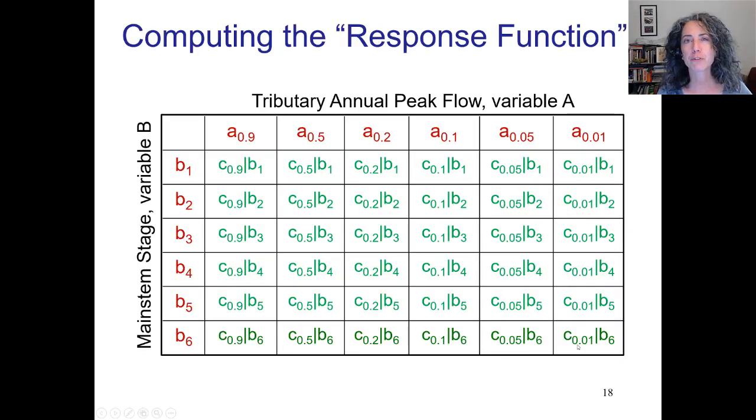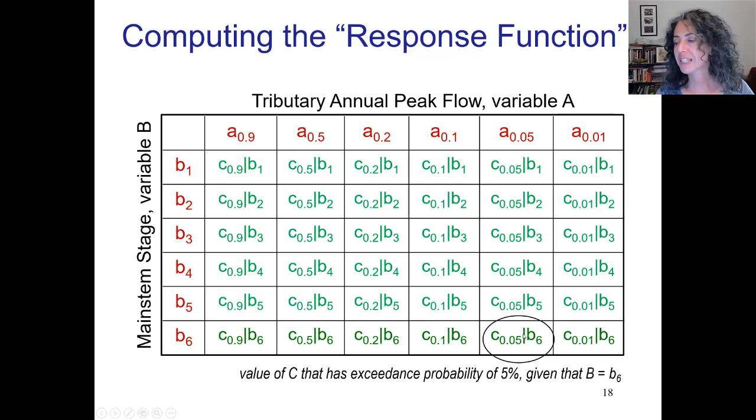Then finally, we have a response function. For each of our discretized values of A, and for each of our index values for B, we're going to do our hydraulic modeling and evaluate the stage at C for each of these combinations. The way this notation works is that for the 5% exceedance flow at A, and for main stem stage with index value B6, I'm calling it the 5% tributary stage given the main stem stage is B6. So B6 here is my condition. Here is my probability of C conditioned on a particular outcome for B.